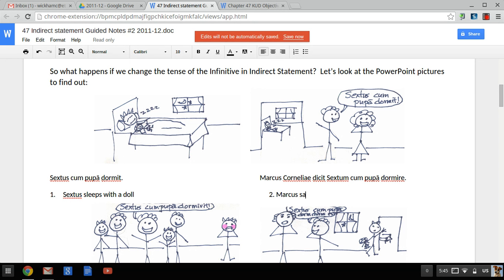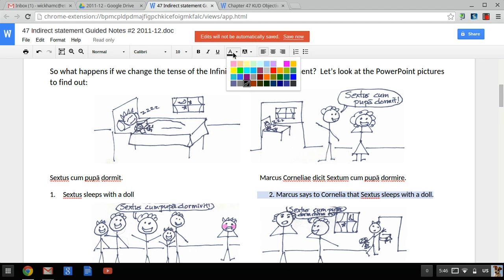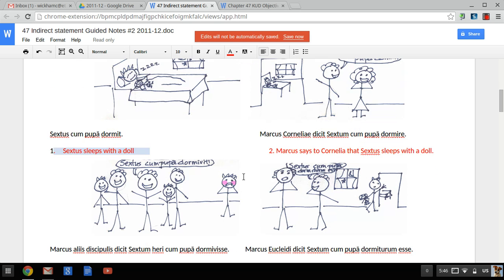Marcus says to Cornelia that Sextus sleeps with a doll. So far, so good. We're staying in the present tense. This is what we've seen before. I'll highlight these red just so you know that you could be writing these down as well. Hopefully you are. It will help you with your homework.